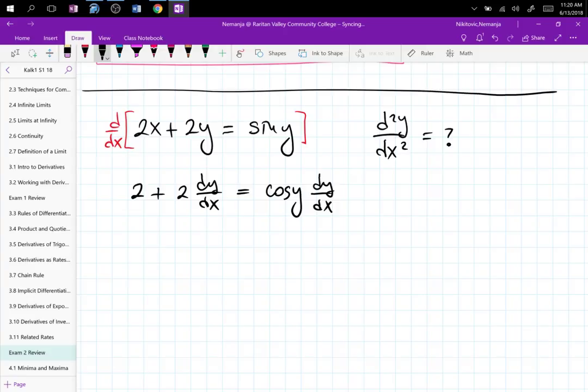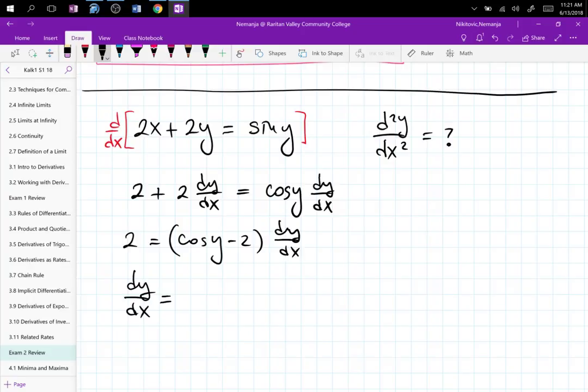So now we have that 2 is equal to cosine y minus 2, and we factor dy dx, right? So we move the term to the right, and then we factor out dy dx, so that's cosine y minus 2. And then you divide that term into it. So what's dy dx? Dy dx is 2 divided by cosine y minus 2.